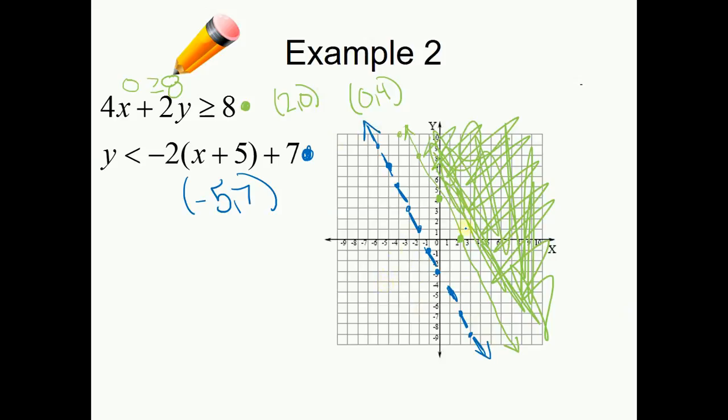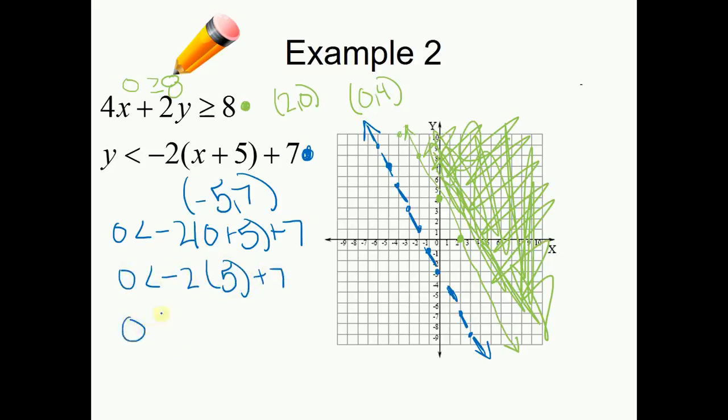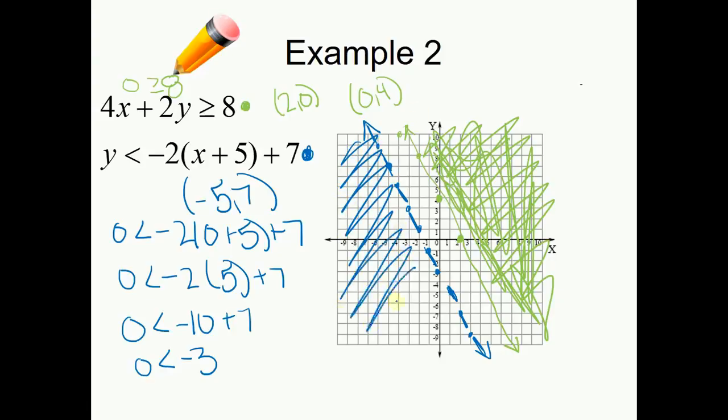Now let's see which side I'm going to shade on. Is it going to be this side or that side? So let's plug in 0, 0. So 0 needs to be less than -2 times the quantity 0 plus 5, plus 7. Or 0 needs to be less than -2 times 5 plus 7. That's -10 plus 7, which is -3. So 0 needs to be less than -3. -3 is less than 0. That doesn't work. So 0, 0 doesn't work. Got to shade on this side.